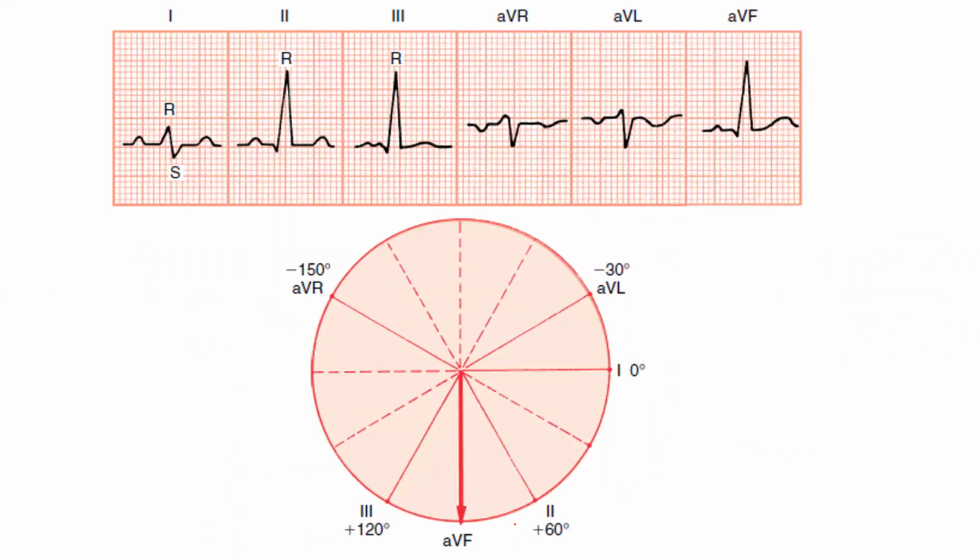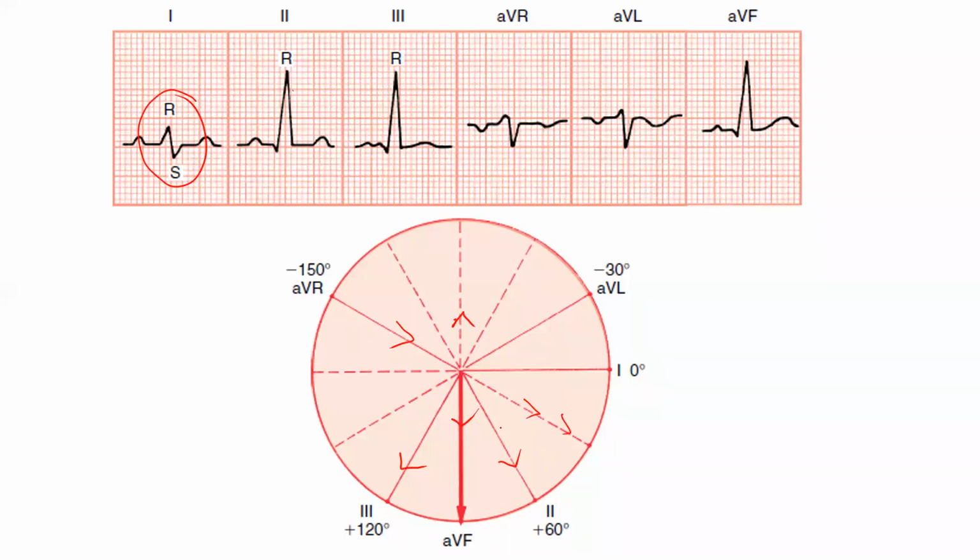Anybody has any doubt in this? How did we calculate this? We'll take the same ECG. See here again. R and S is showing biphasic in lead one, so the current is going like this or like this. R is positive in lead two, so like this. Lead 3 is positive, like this. AVR is negative, so it is going somewhere like this.